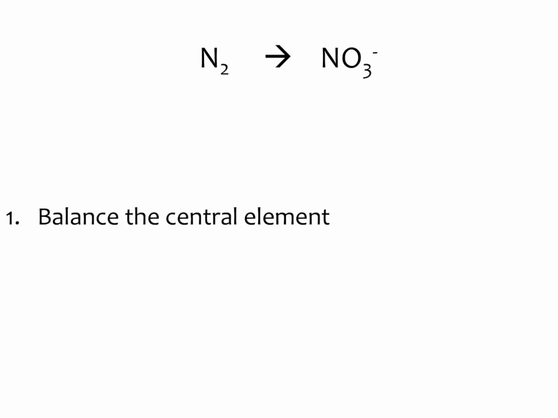Now, the first step for any half equation balancing is to balance the central element. The central element is the element that is common on both sides, and that would be found in the middle of the molecule or ion normally if we were looking at the structure. So for this one, it's nitrogen. And we can see that we have 2 nitrogens on the left because it's N2, but only 1 on the right hand side. So the first thing, as normal, is to add a big number to balance that central element. And that now gives us 2 N's on both sides.